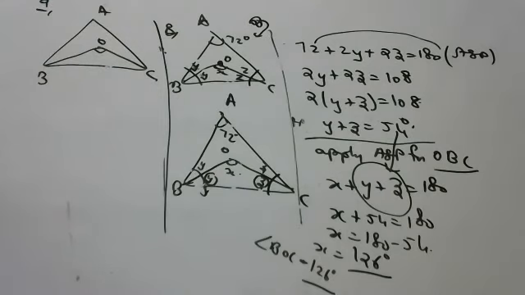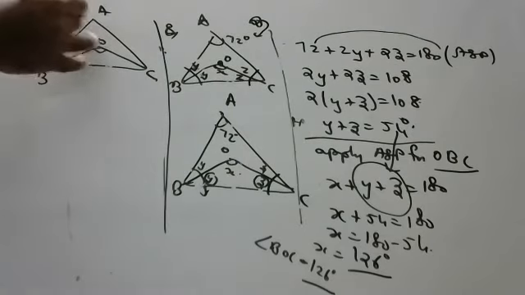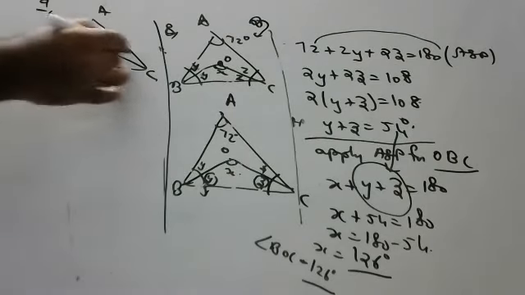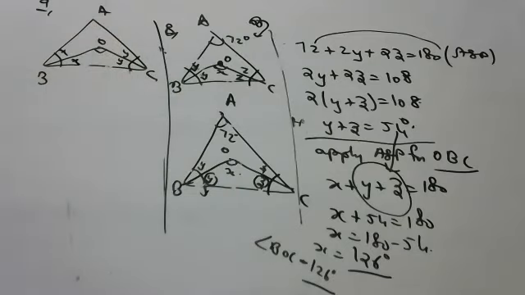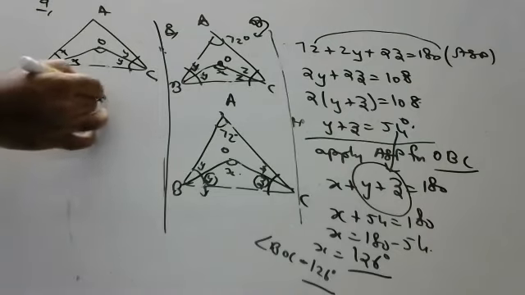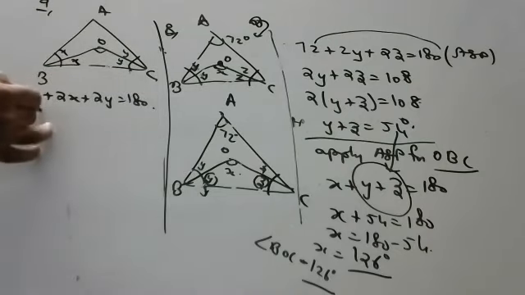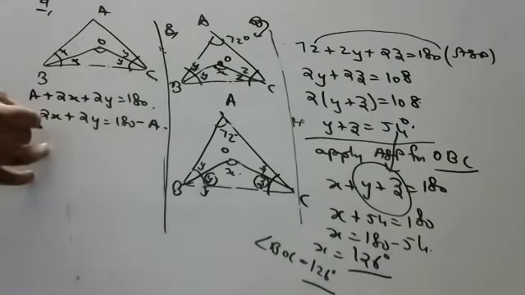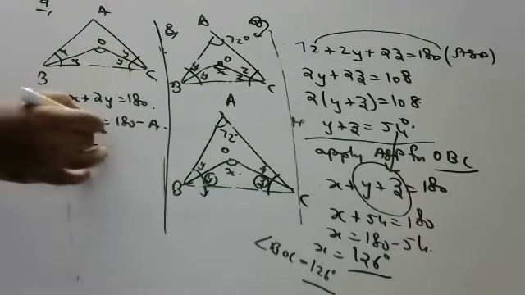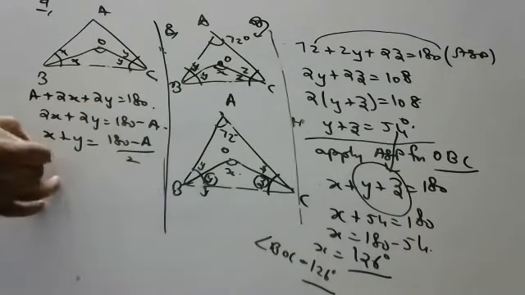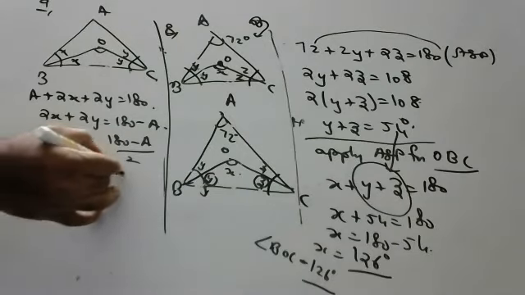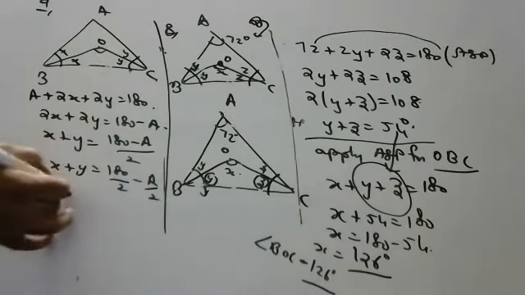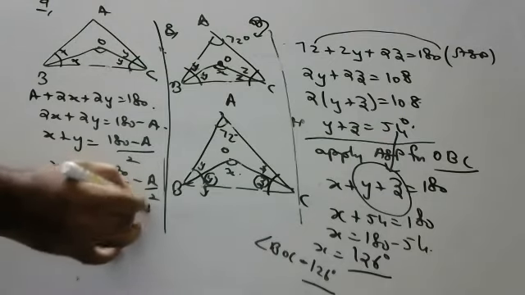Let us try, children. This is x, this is x, this is y, this is y. So the sum of the angles: A plus 2x plus 2y is equal to 180. So 2x plus 2y is equal to 180 minus A. X plus y is equal to (180 minus A) by 2, which is 180 by 2 minus A by 2. X plus y is equal to 90 minus A by 2.